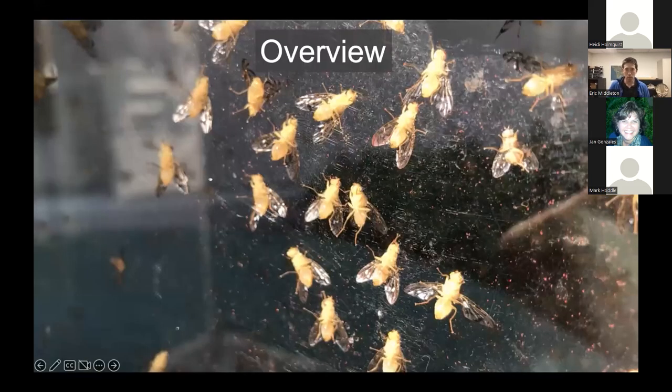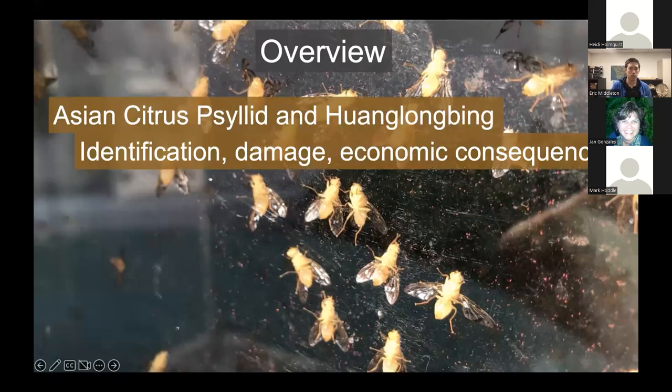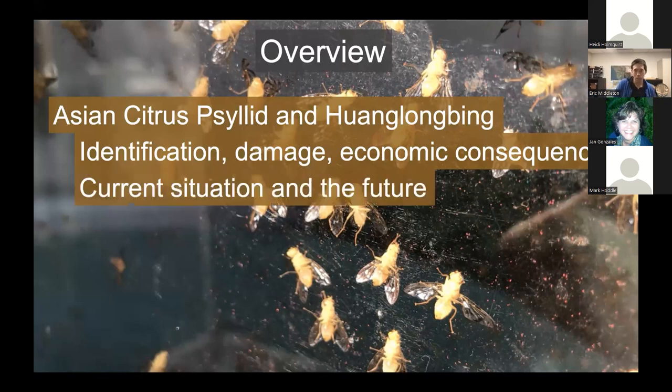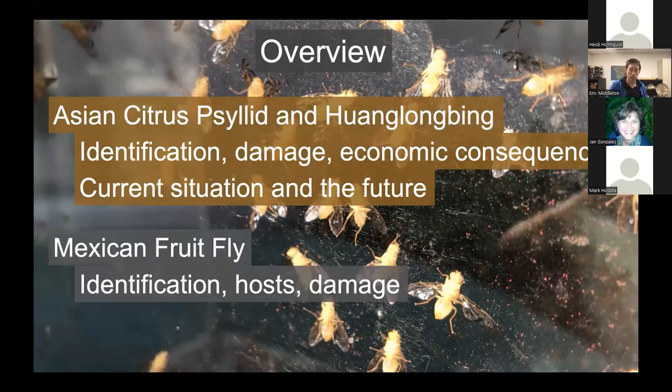As an overview of everything I'm going to talk about: first, Asian citrus psyllid and Huanglongbing, identification of the psyllid, the damage these two can cause together, and a little bit about the economic consequences. Just before I came here to work at UC Cooperative Extension, I was in Florida working on citrus, so we learned a little bit about Asian citrus psyllid and Huanglongbing that can provide some additional perspective. We'll talk about the current situation with ACP and HLB, and what will happen going into the future, perhaps.